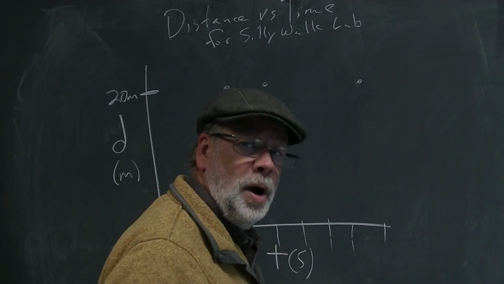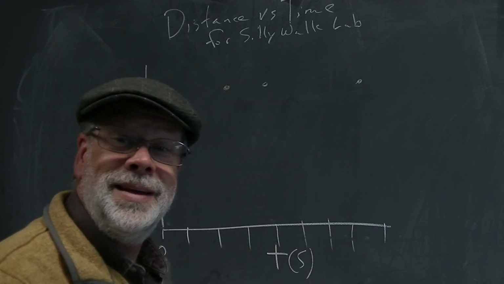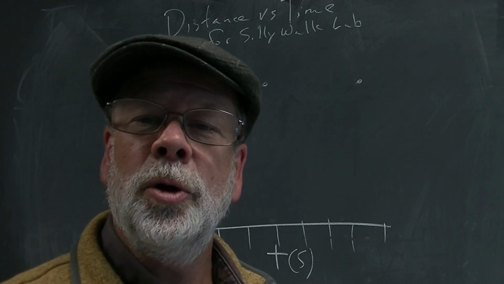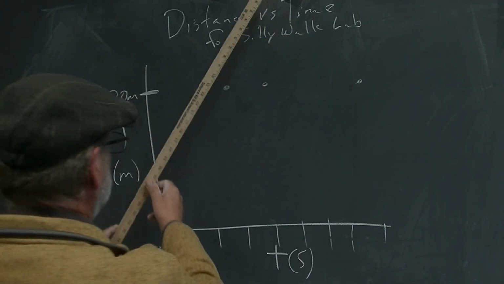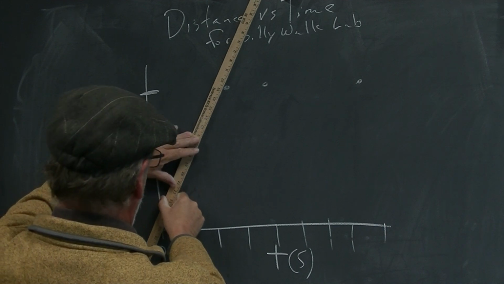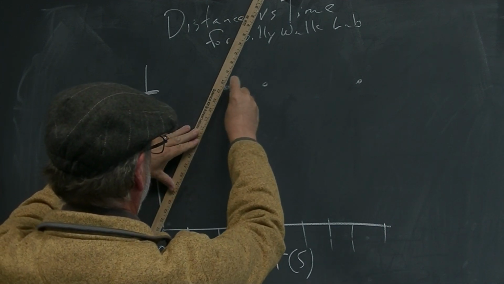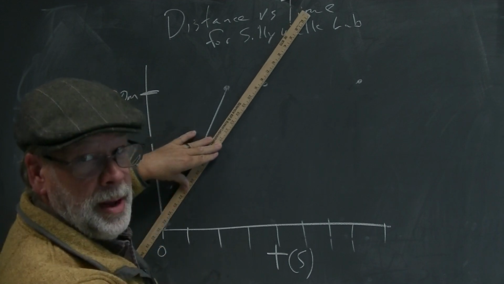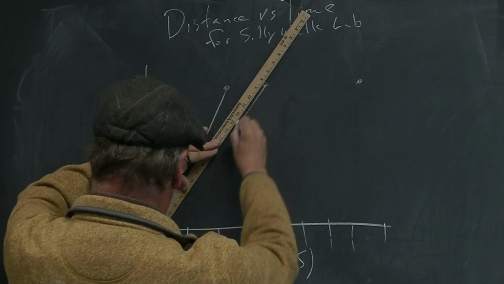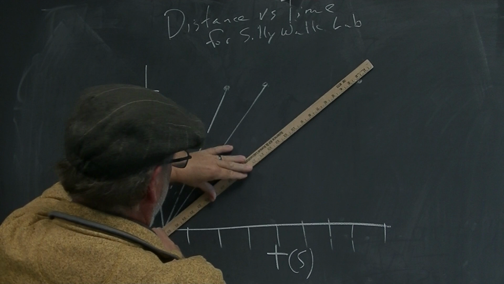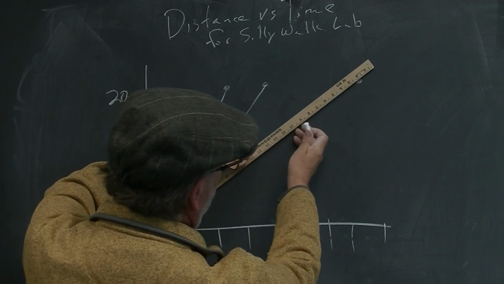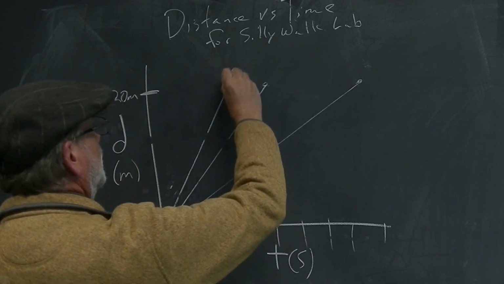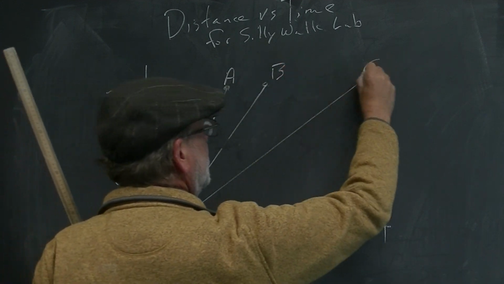All right, do you only have 1 point for each graph? I don't think so, because at 0 seconds, where were you? 0 meters. So each one of these has 2 points. Right? So now draw a line and connect them. All right? Pay attention. I'm about to make my point. Okay, so we have 3 different lines connecting them: Walk A, B, and C.